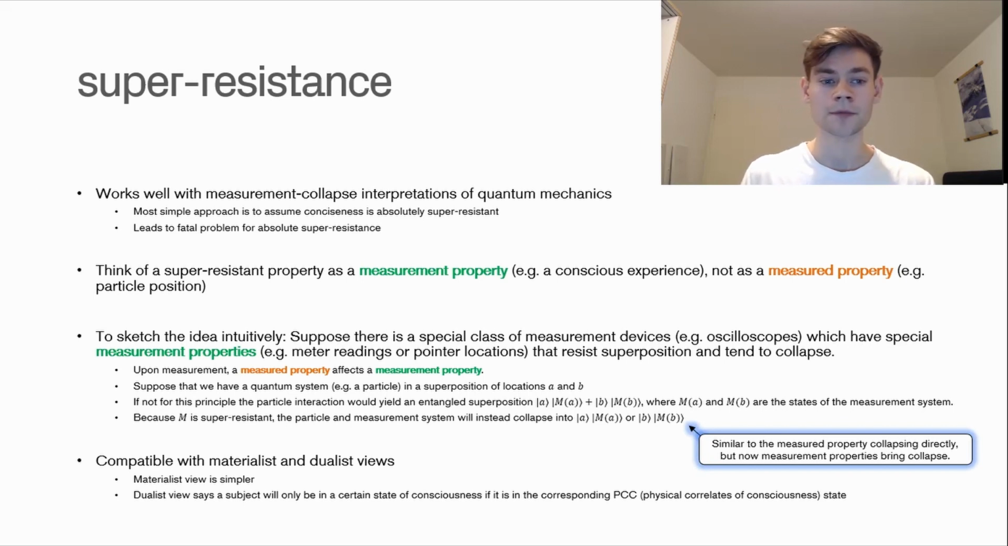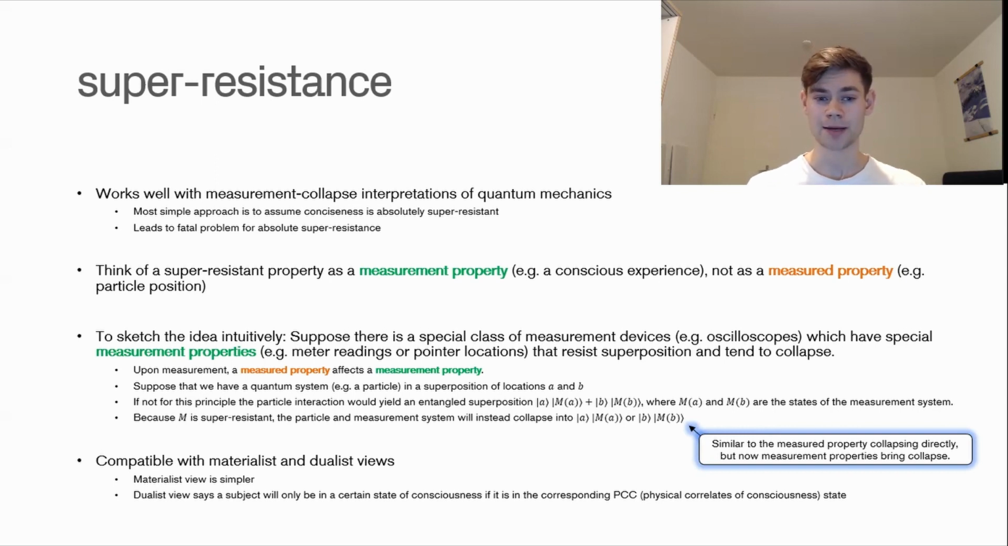problem with the model. So you would think of these super resistant properties as measurement properties. So one example of that would be your conscious experience, and not as a measured property. So not a particle position, for example. So the difference between these is like the measurement property would be something like an indicator on an oscilloscope, for example, but it would not be the particle's position itself. So the dial on the oscilloscope, that would be the measurement property, and that would be the super resistant one. So that's the one that doesn't want to go into superposition.